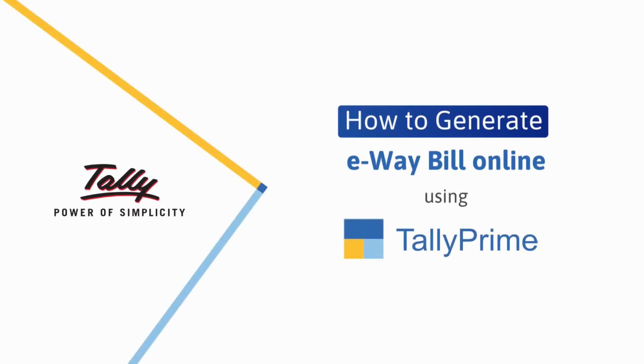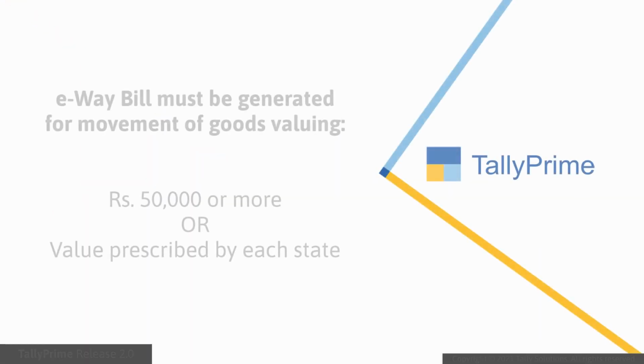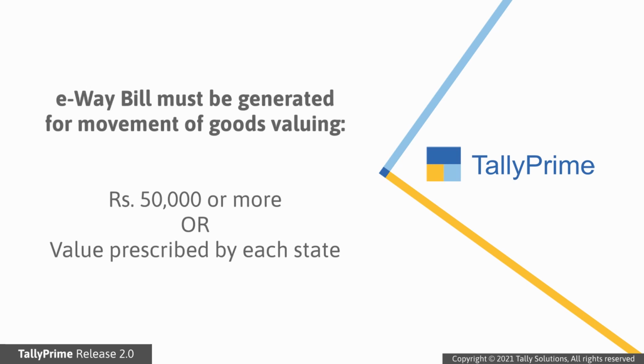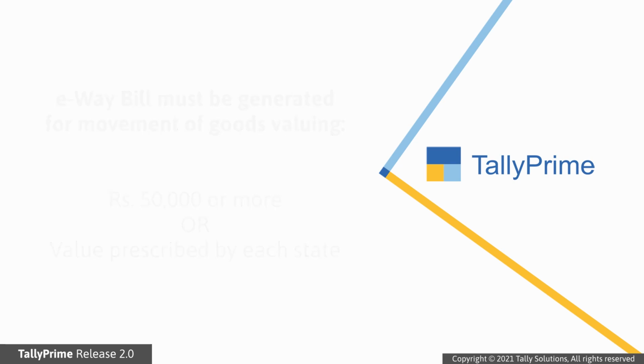In this video, you will learn how to generate e-way bills online using Tally Prime. You will need to generate an e-way bill for movement of a consignment with goods valuing either Rs 50,000 or more, or value prescribed by each state.